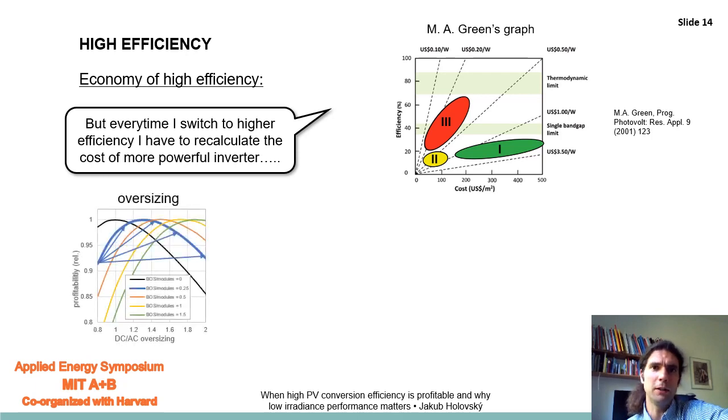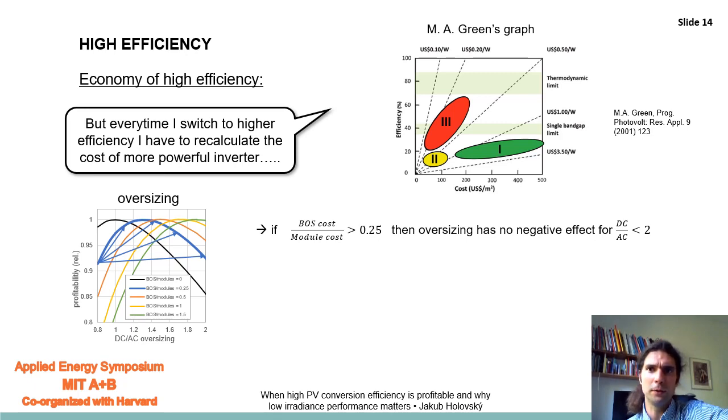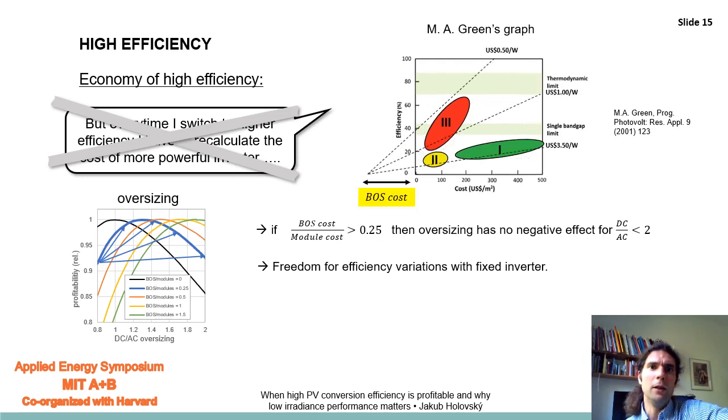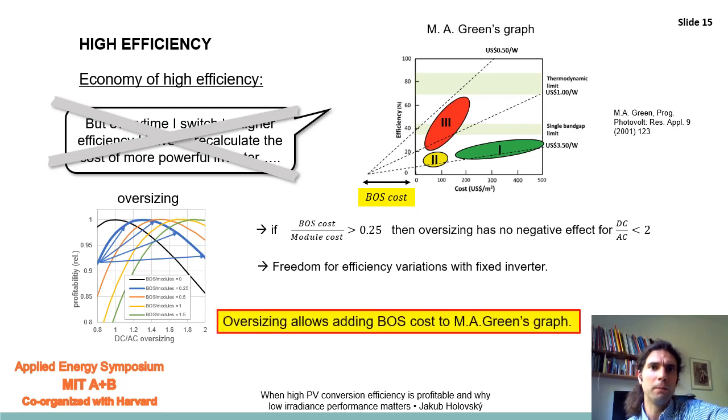But if I remember the effect of oversizing and the effect of ratio of BOS over module cost, I see that with only small error, I get freedom for efficiency variations with fixed inverter. It means that I can modify the Martin Green's graph by adding BOS, and it is the oversizing that is allowing me to do it.